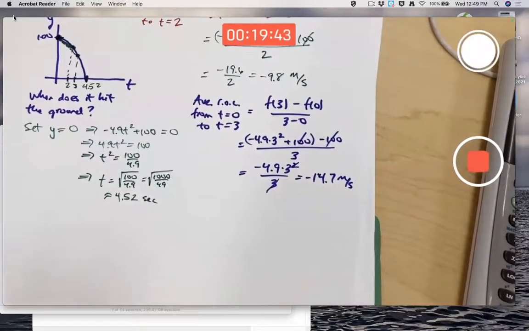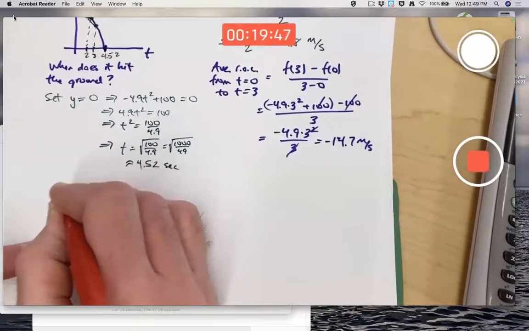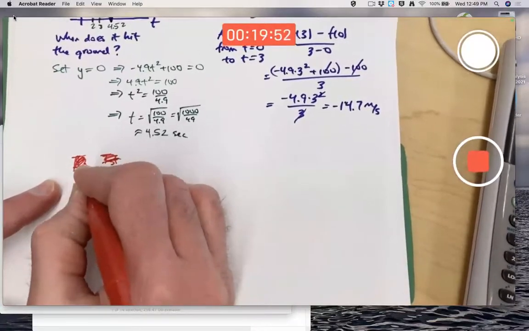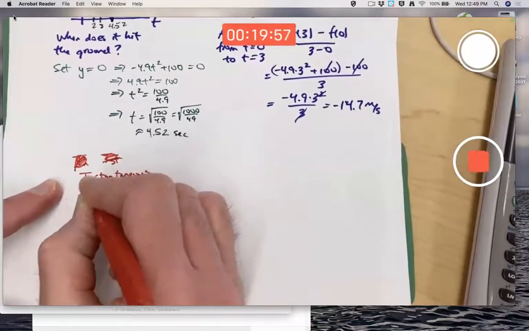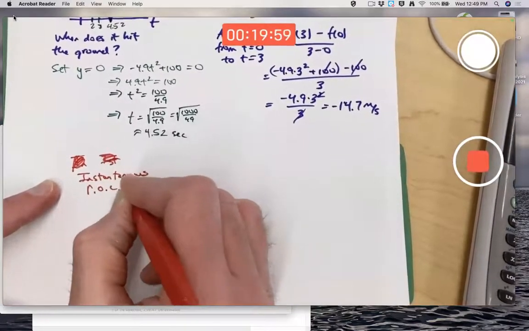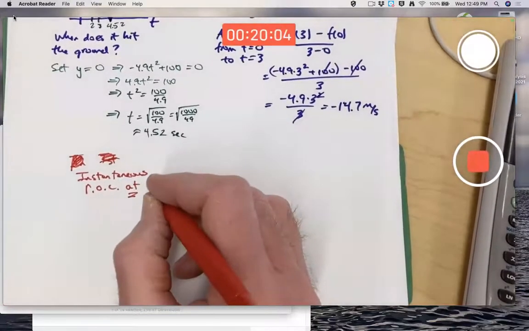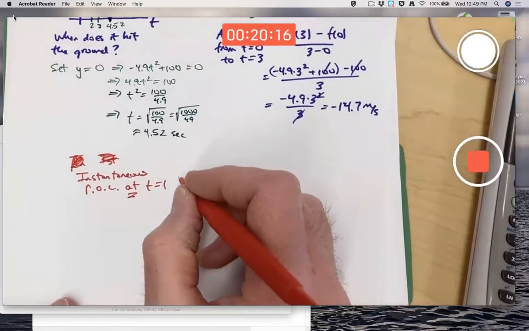But now we do the calculus. We also want to find the instantaneous rate of change. Instantaneous rate of change, if I could spell instantaneous, rate of change at, emphasis on the word at, t equals 1. This is technically not a ratio. It's a limit of ratios.